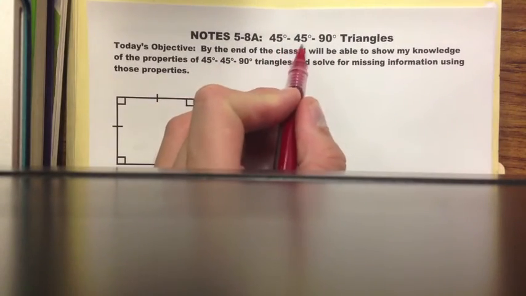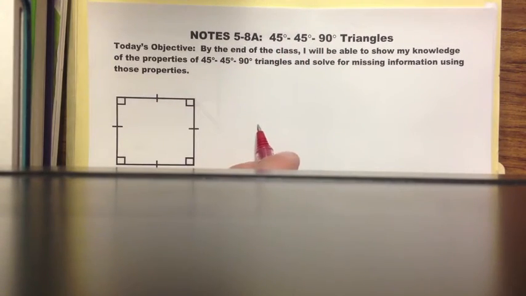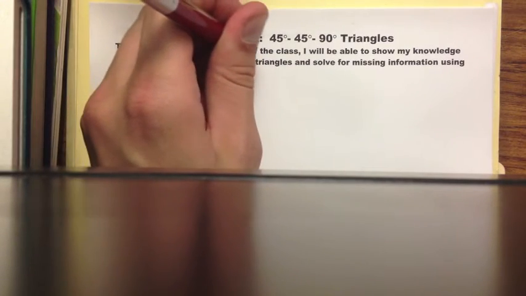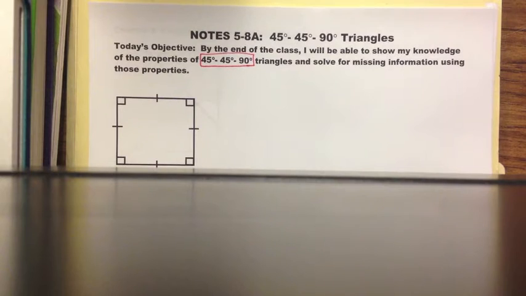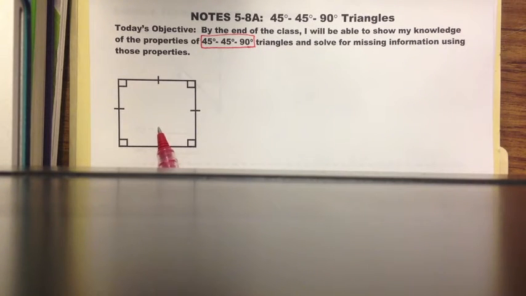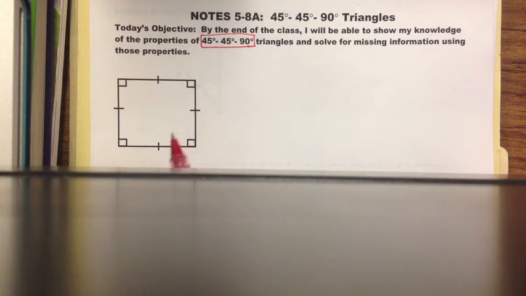Okay, guys, this particular set of notes is about 45, 45, 90 triangles. This is one of two types of special right triangles that we focus on in geometry, and more specifically, that your end of course test focuses on. What I'd like y'all to do is label what I'm about to label on this square right here, and then we'll talk about what it is that we're doing.